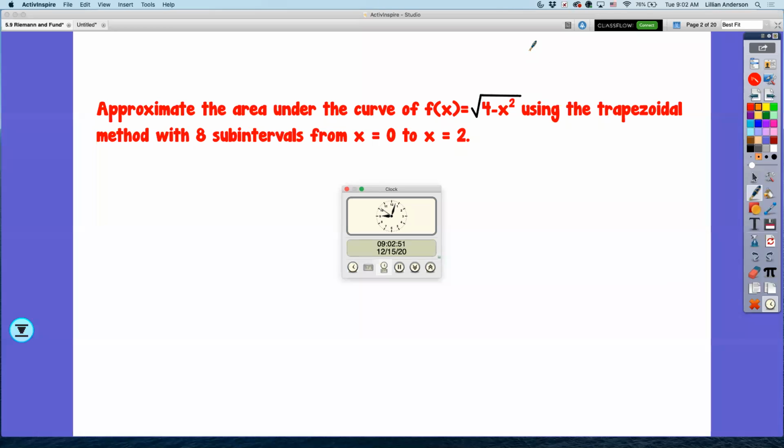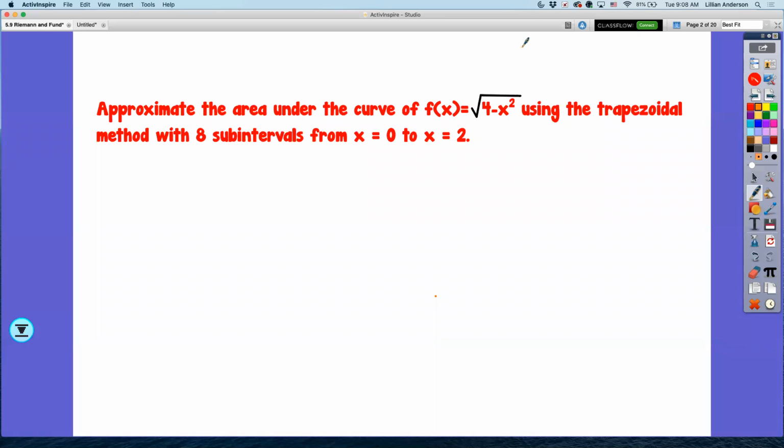So before we start today's lesson, I want you guys to approximate the area under the curve f of x equals the square root of 4 minus x squared using the trapezoidal method with 8 subintervals from 0 to 2. Trapezoidal method is one of the concepts you guys do need to know for this course. That's why we've done so much of it compared to the rectangular method. It was a way for us to find the area underneath the curve. And this is going to lead into what we're going to be doing today for class. So take about 5 minutes to do this.